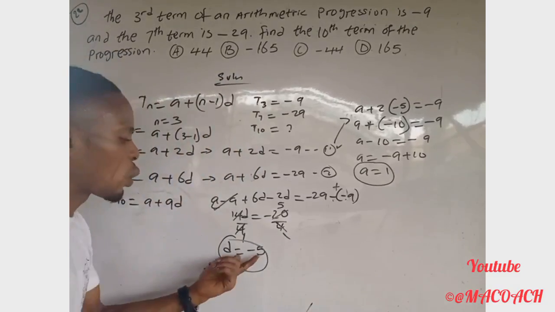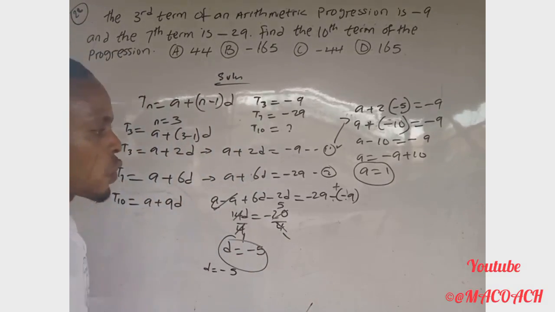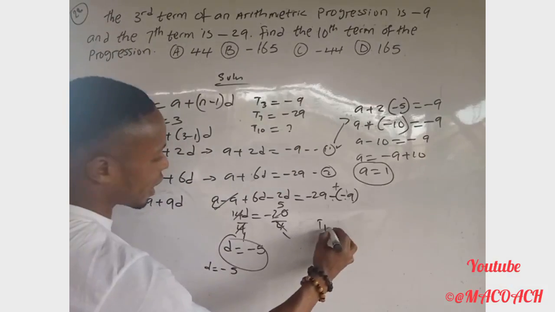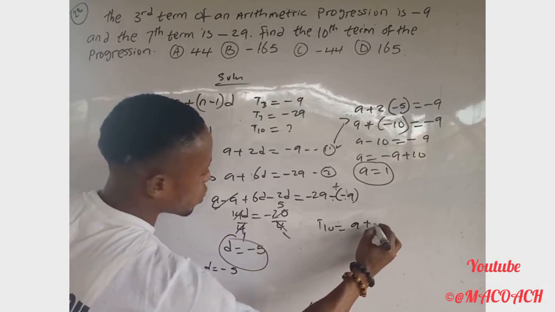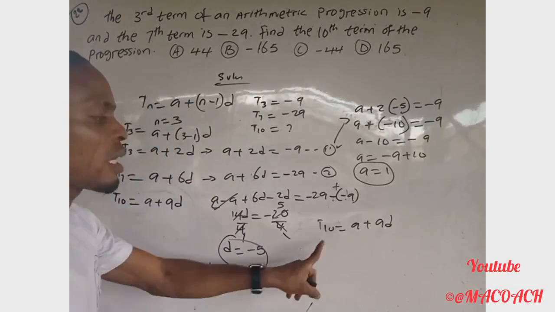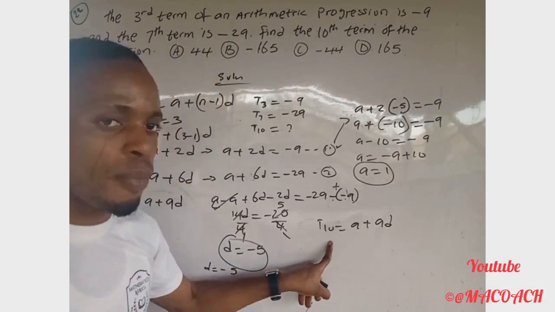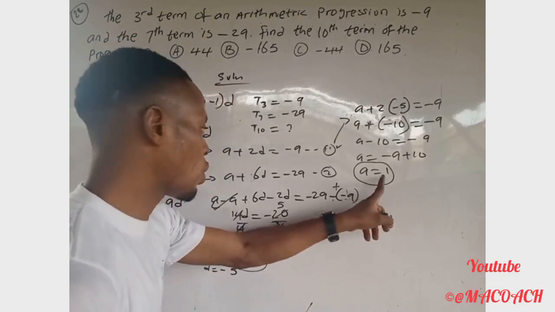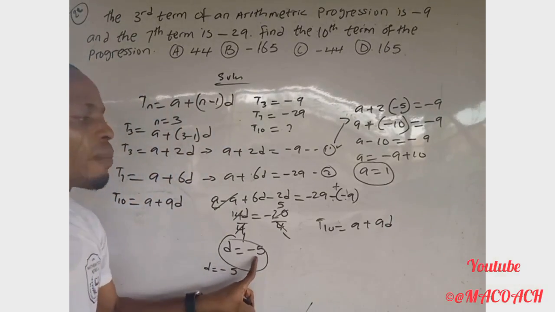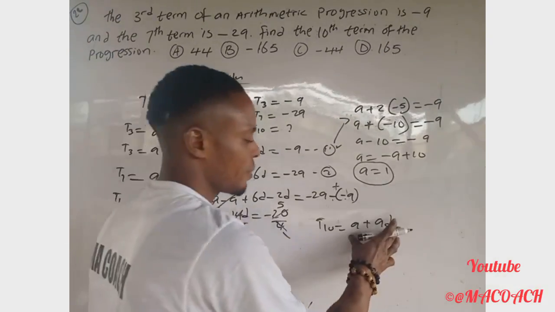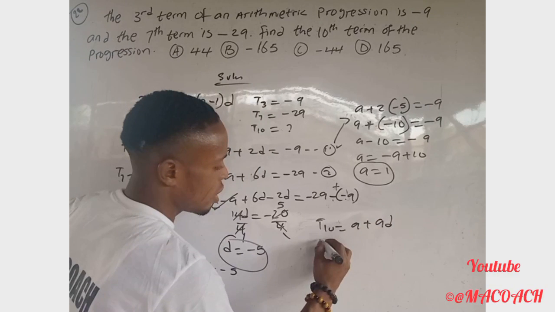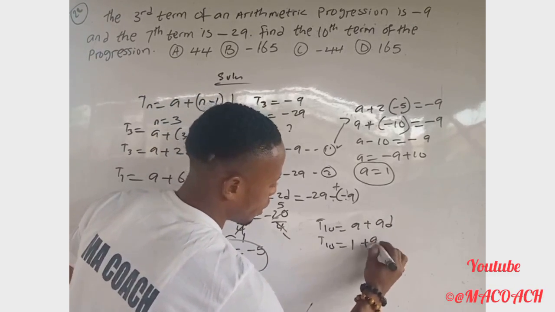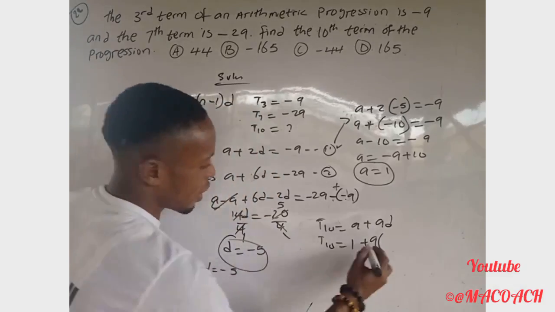Where our d is equal to minus 5. So now to get our T10, you know that from this place, I said our T10 is equal to a plus 9d, to get the tenth term of this AP. In this place now we say our a is equal to 1, where our d is equal to minus 5. So let's put it here. A is equal to 1. So our T10 is equal to 1 plus 9 into bracket, our d is minus 5.